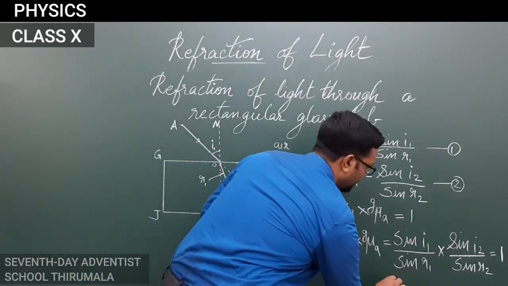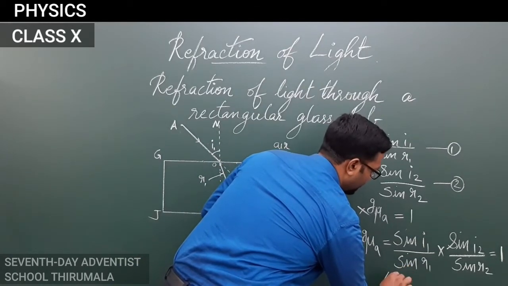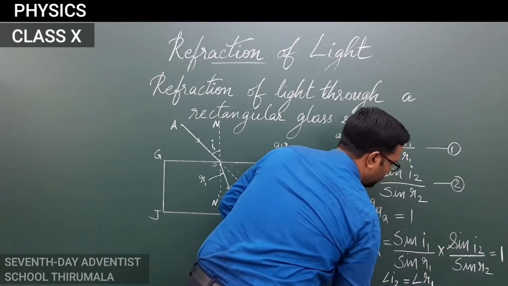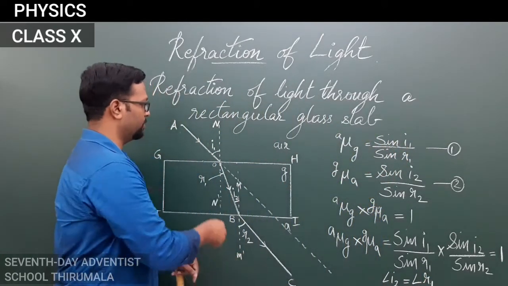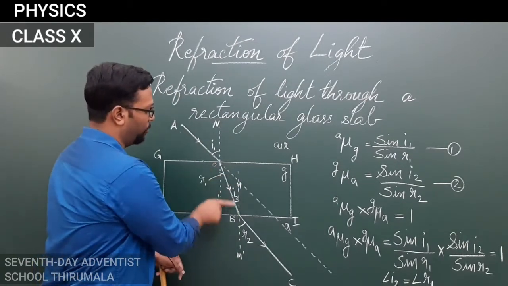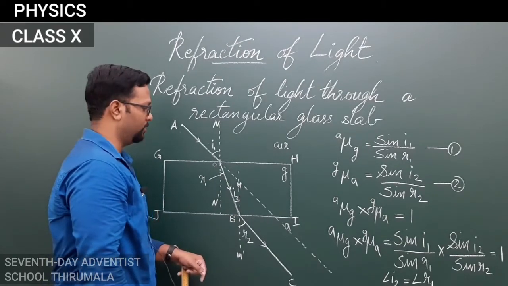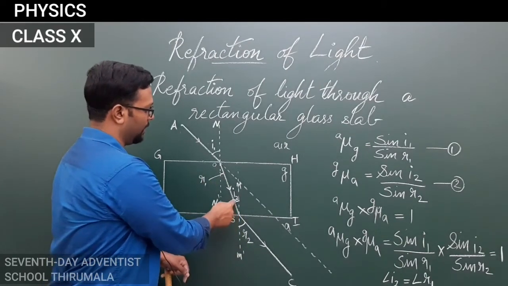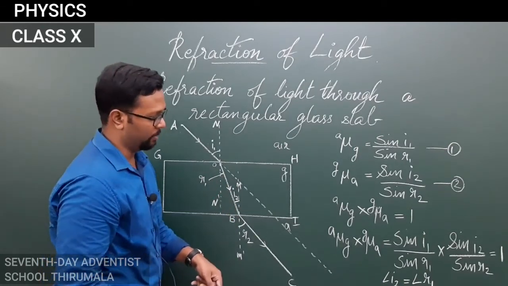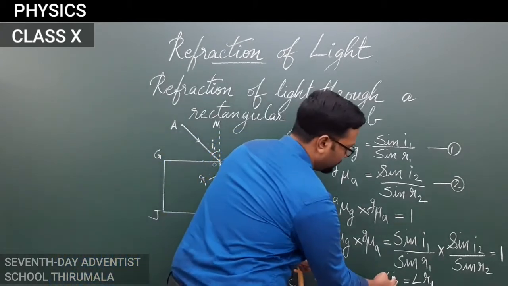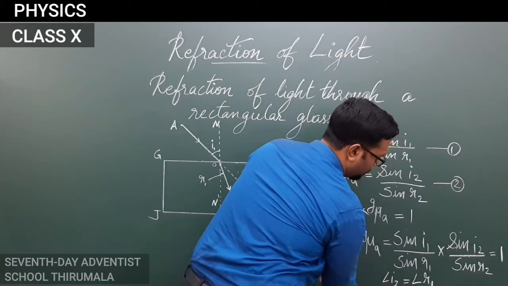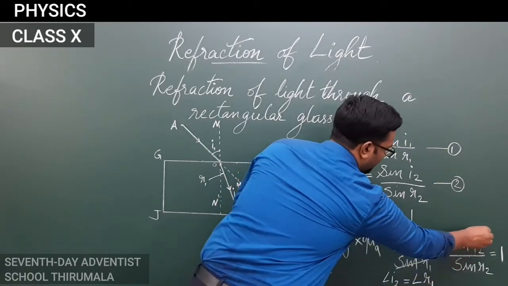So what I said, angle I2 is equal to R1. Why? Because N dash and M dash are parallel to each other, and OB is a transverse drawn across them, therefore I2 and R1 are alternate interior angles and they are equal. If they are equal, then sin I2 and sin R1 have the same values and they can be cancelled.